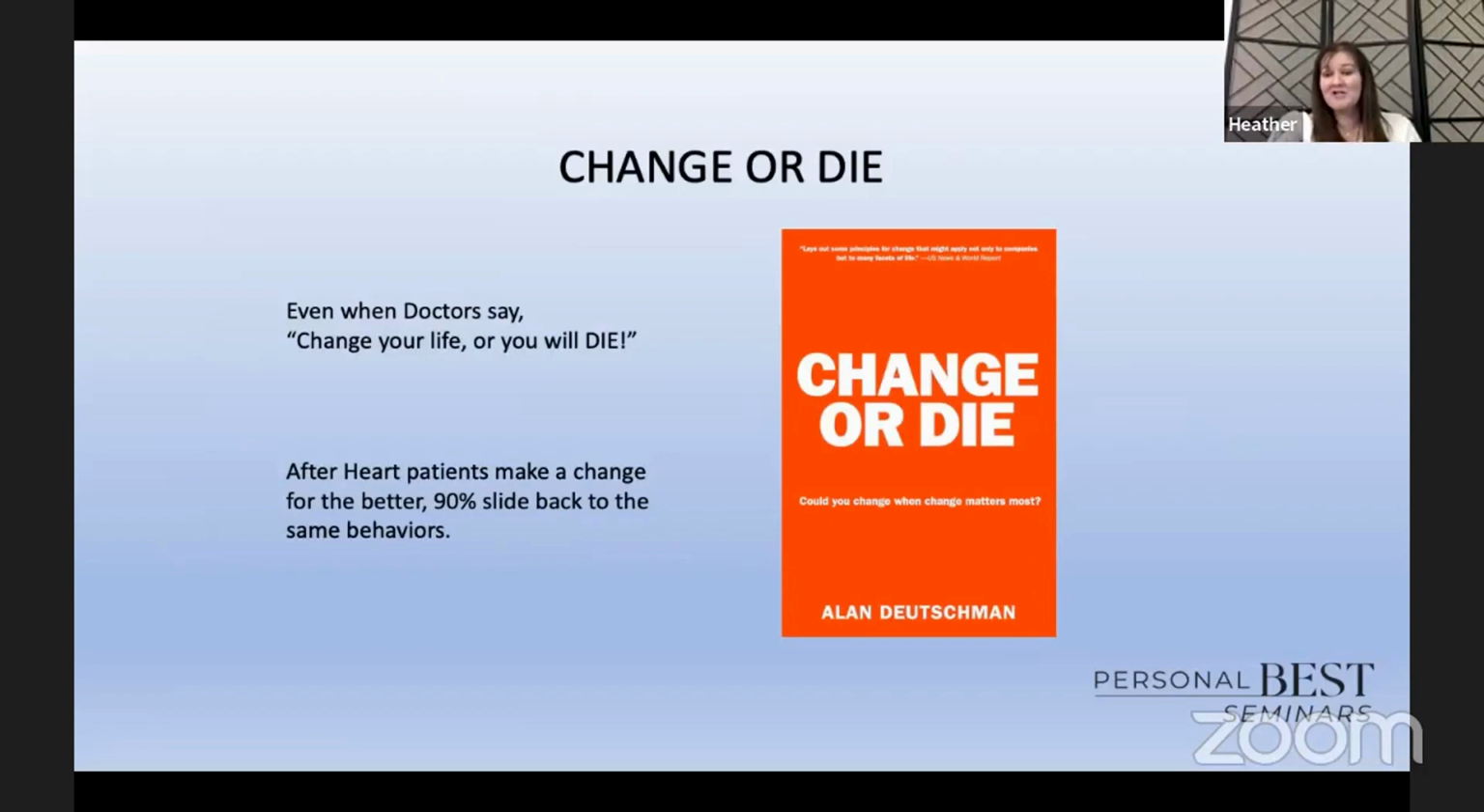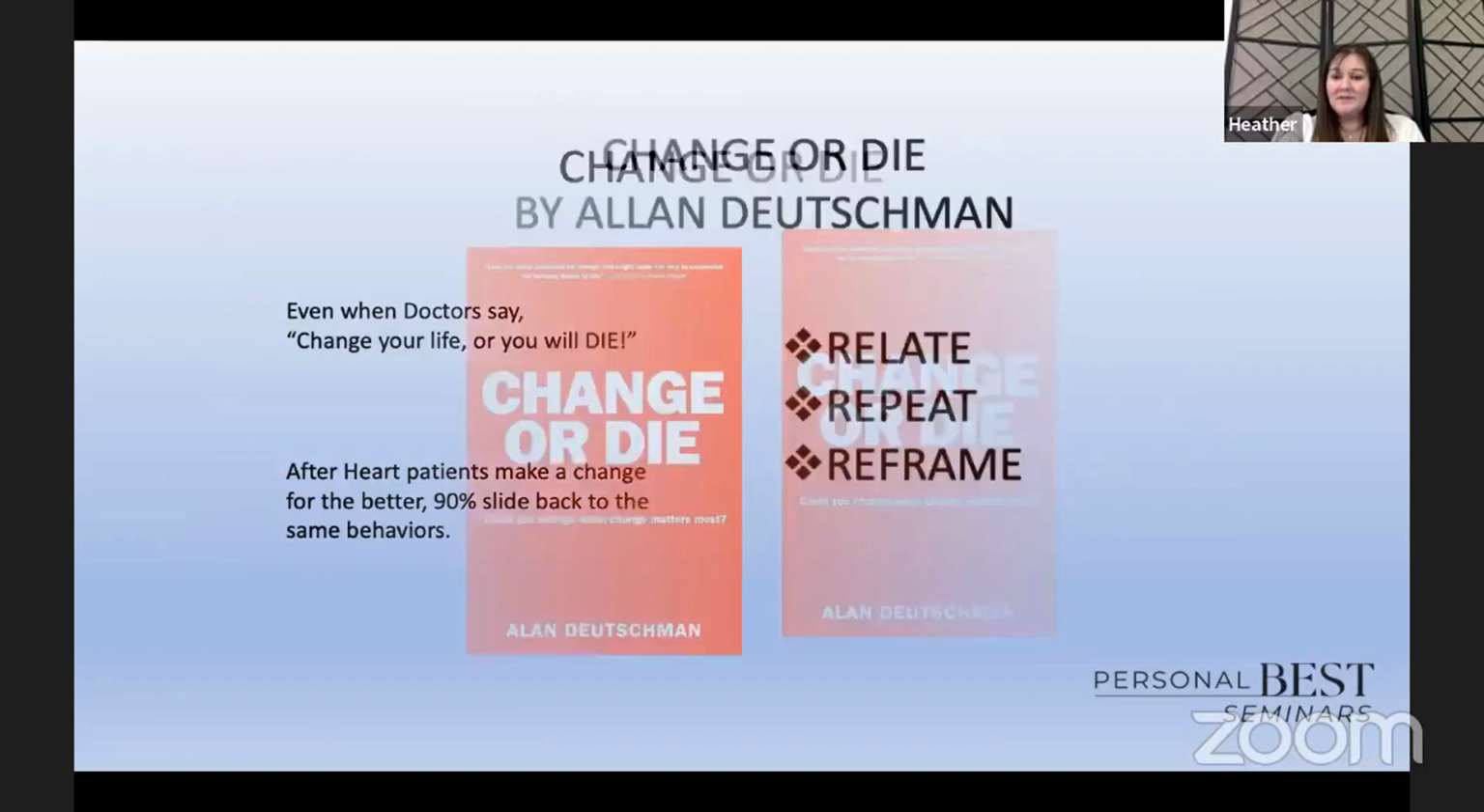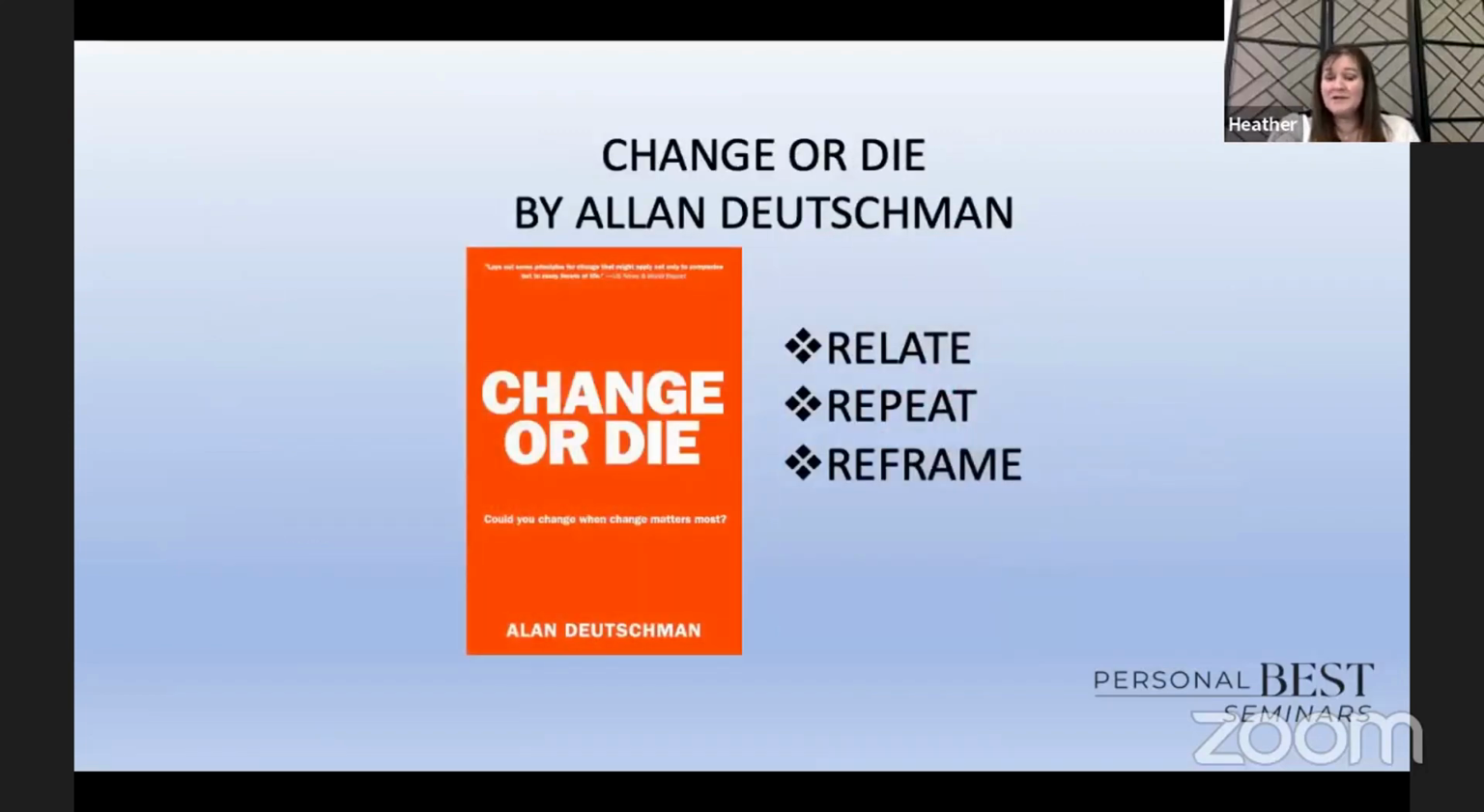When they actually set out to make changes, what he talks about in the book is that 90% after they make the change fall back into the old ways, where they actually didn't create lasting change. It was just temporary, because their motivation for that change was really based on fear that they were going to die, right? And inside of the book, he talks about 3 R's of what we need to create change.